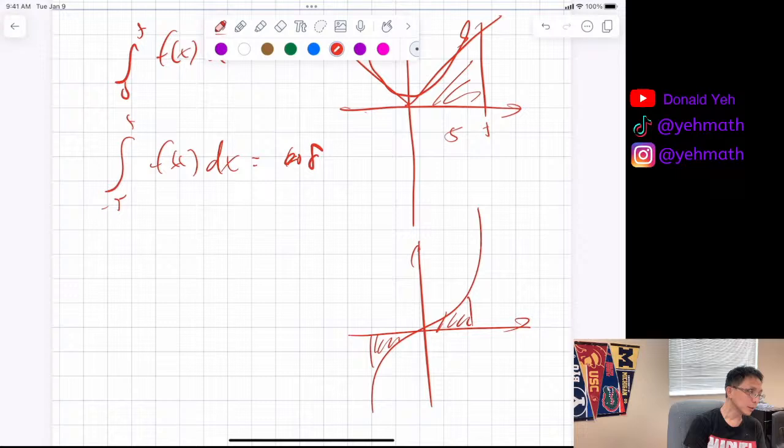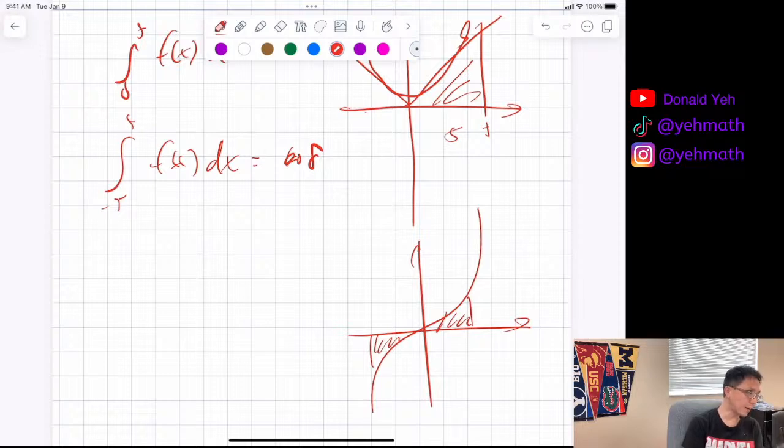5. From D, what is D? D is from 5 to 11. This part cancels out. This part cancels out. 1, 2, 3. Negative, -3 here. Thank you. -3.